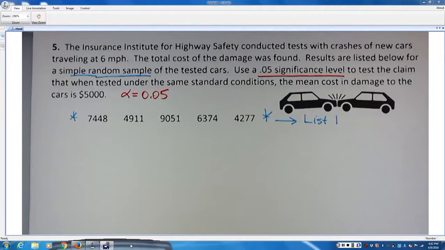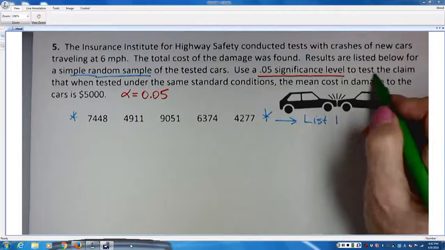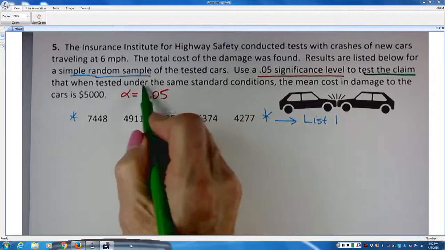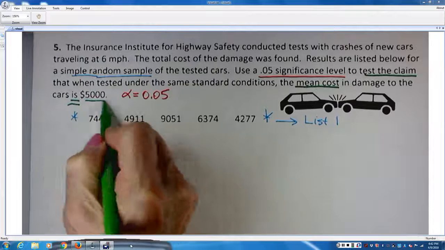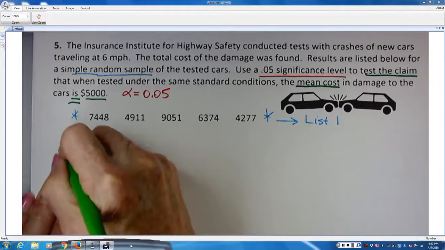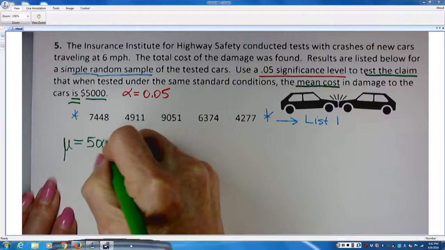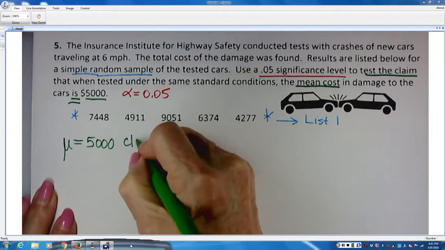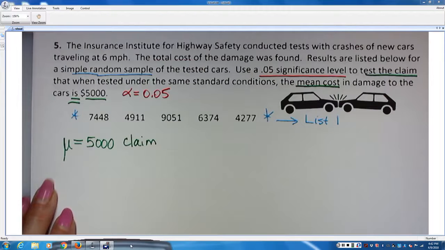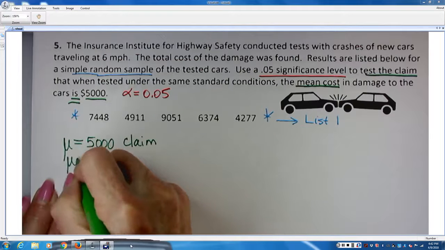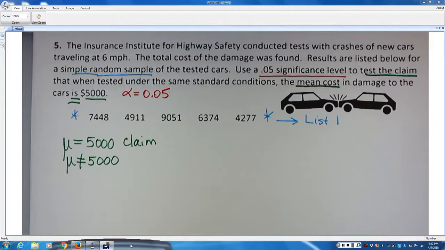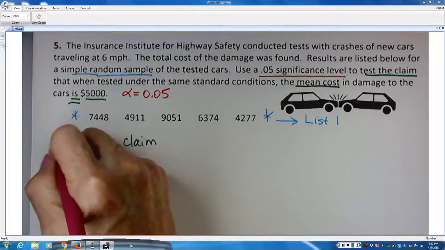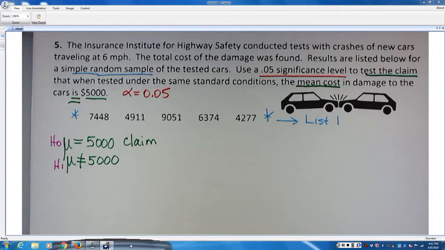To test the claim that when tested under the same conditions, the mean cost in damage to the cars is $5,000. So there's your claim. Mu is equal to $5,000. And what's true if the claim is not true is that mu doesn't equal $5,000. And since the equal sign is in the claim, that's H0, and the alternate is H1. So let's put the data in the calculator and test this claim.